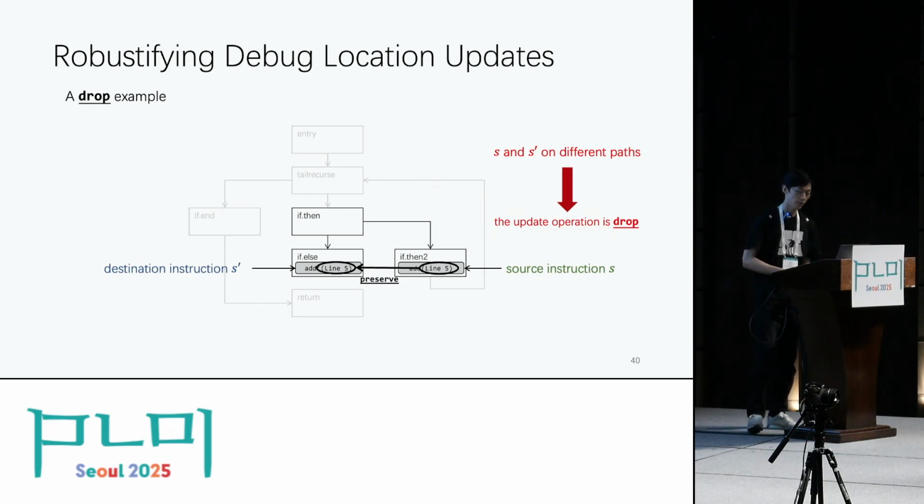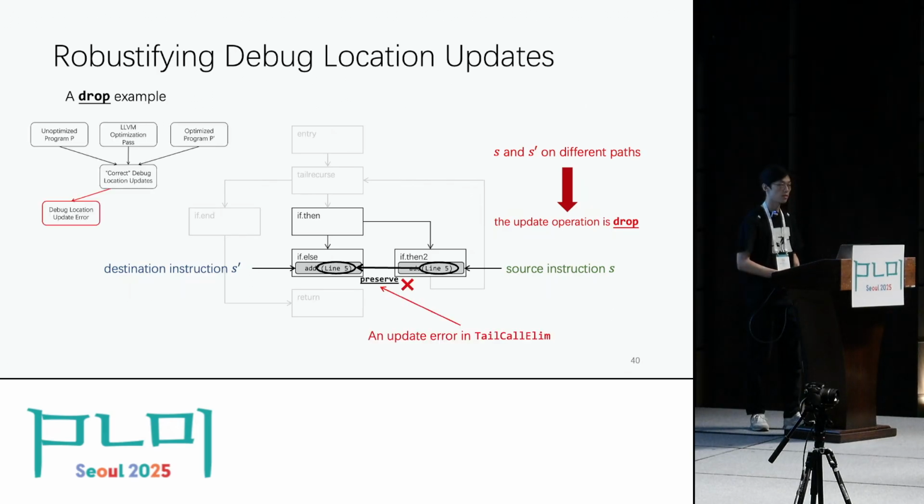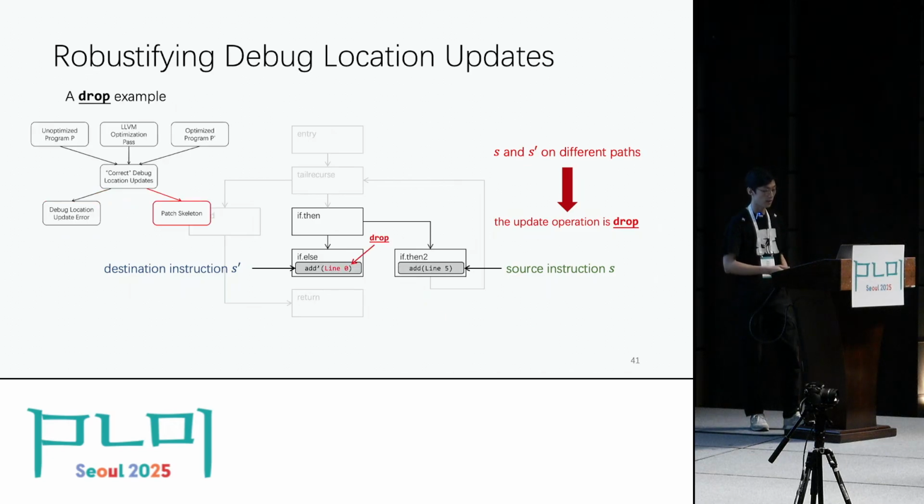However, as we discussed in this bug, the optimization tail call elimination preserves the debug location from the source instruction to the destination instruction. Therefore, using the determined update operation drop, we can find this debug location update error. Meanwhile, the determined update operation can tell us how to fix this debug location update error. That's how we robustify the debug location updates in LLVM.